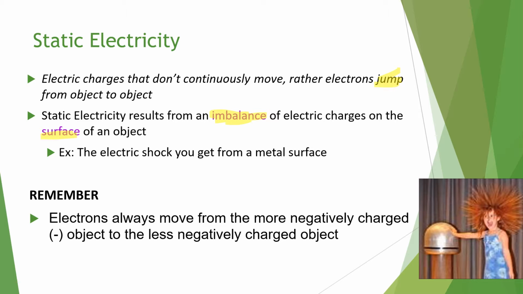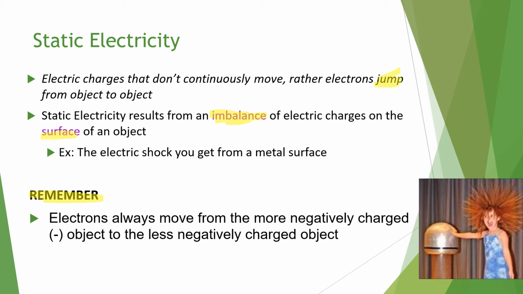And it also results from when there is a great imbalance of charges. So this is when you have two objects, one with a great amount of positive charges, so protons, and another with a great amount of negative charges, so electrons, and this imbalance causes static. And keeping in mind, again, that it's the jumping of electrons from one object to another. This is important. So electrons always move from the more negatively charged object to the less negatively charged object.